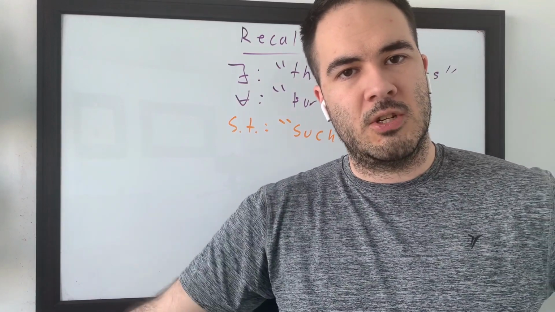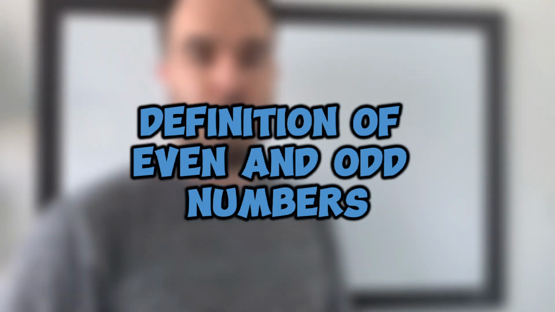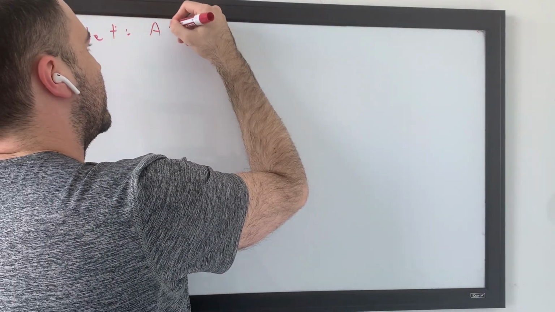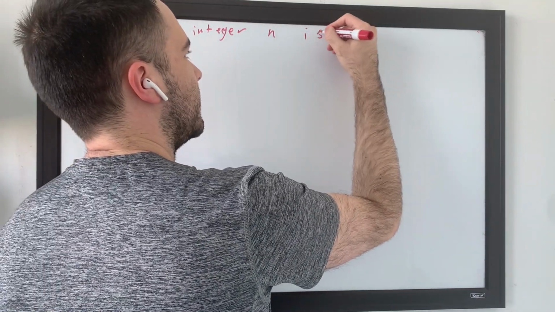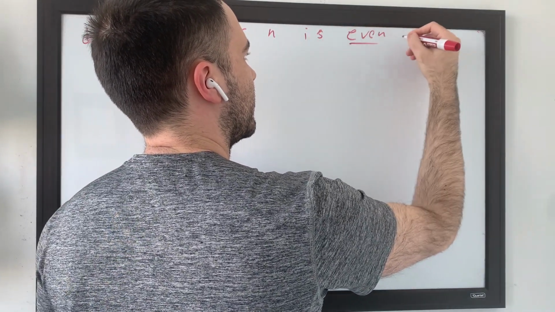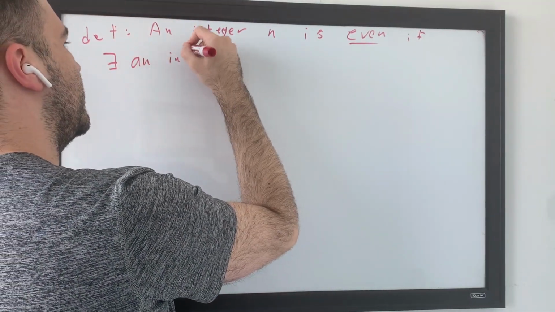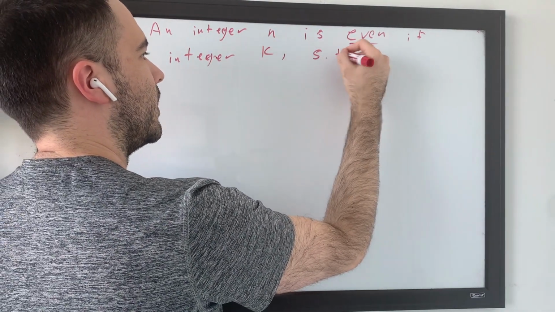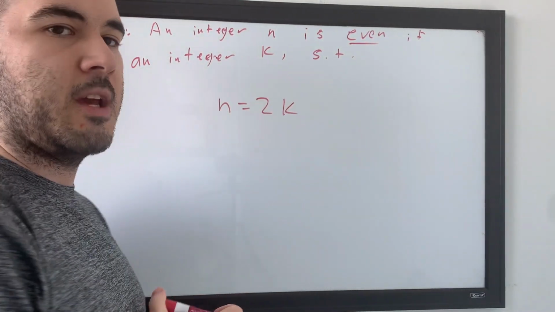So let's begin with the definitions of even and odd. The definition of an even number is as follows. Definition: an integer n is even if there exists an integer k such that n is equal to 2 times k.